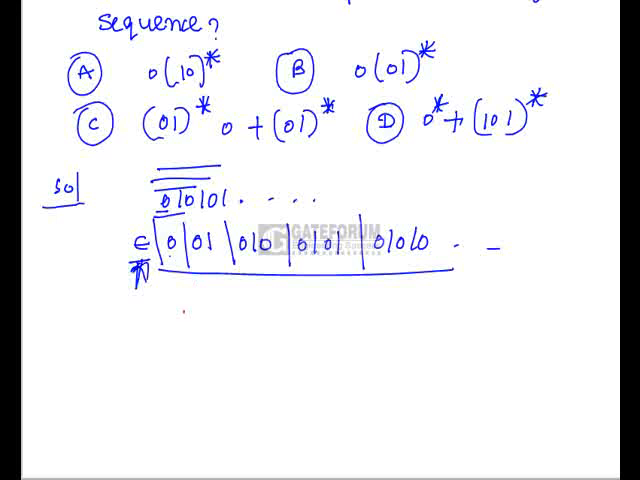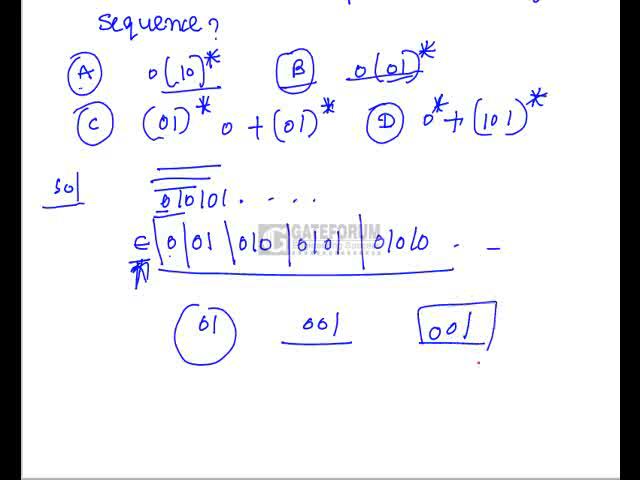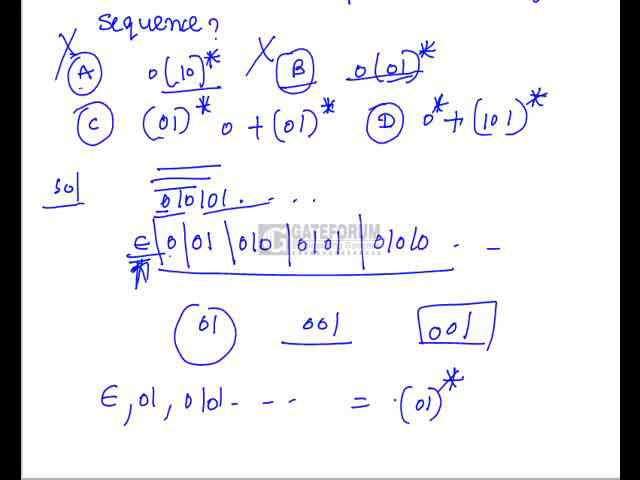If you take option A, we cannot have the string 01, which is a prefix, but we cannot generate 01 from option A. Option B accepts 001, because 0 followed by one instance of 01 is 001. But 001 is not a prefix in the given sequence, so option B is also wrong. We can divide the prefixes into two groups, even length and odd length. The even length prefixes are epsilon, 01, 0101, and so on. This is nothing but 0 or more instances of 01, which can be written as (01) whole closure.